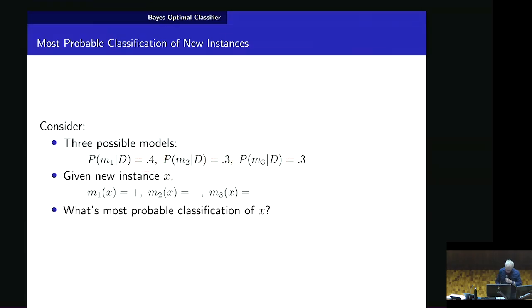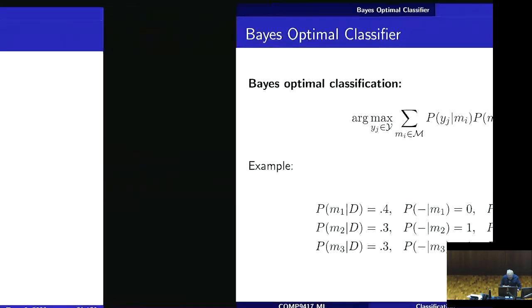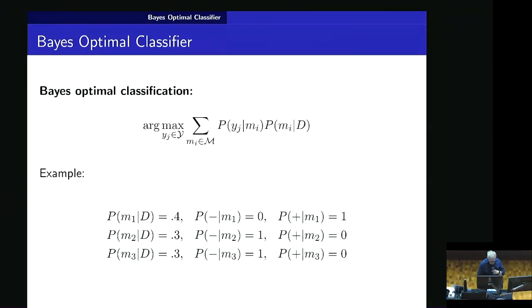And now if we've got a new instance, X, we can push it through, just as we did for those multiple regression models, the example, and each model will give us a classification. These two models give us a negative classification, and the first model gives us a positive classification. And then we ask the question, which is the most probable classification? So probabilities are models, but now we want the probability of the classification.